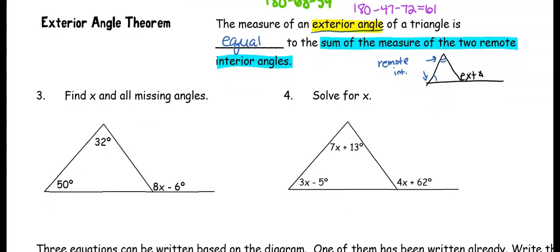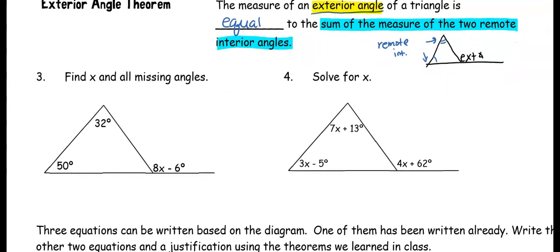The way we use that theorem to solve, so the exterior angle, 8x minus 6, is equal to the sum of the remote interior angles. So I add the remote interior angles together.